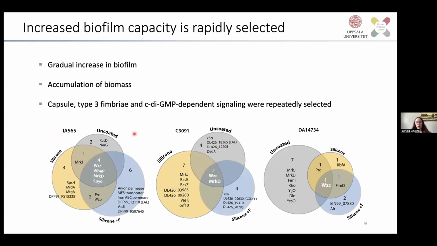We saw that some targets were repeatedly selected, and they mostly consisted of three different groups. Capsule, so we have, for instance, a wzc gene here, here, and here. So that was common for the three strains. Type 3 fimbriae, for instance, the mrkD gene here and here as well, and the cyclic-di-GMP regulation. And I'll get back to this a bit later. So these three main targets were repeatedly selected, regardless of the parental strain that was evolved from.